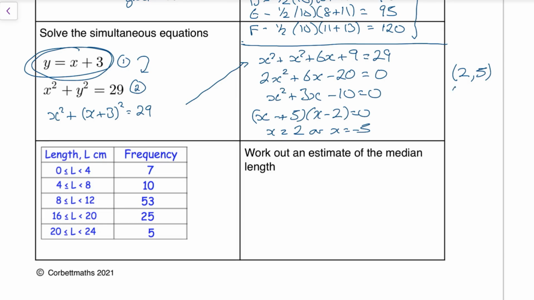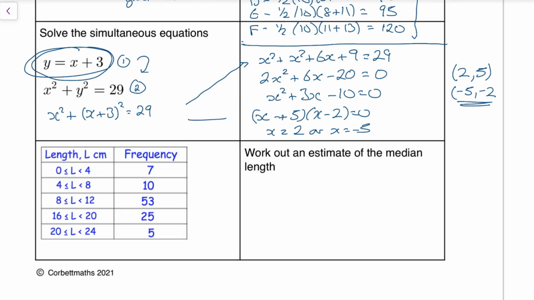If x is equal to minus 5, then y is equal to minus 5 plus 3. So let's write this in: minus 5. Minus 5 plus 3 is minus 2. So my answers to my question are going to be (2, 5) and (minus 5, minus 2).